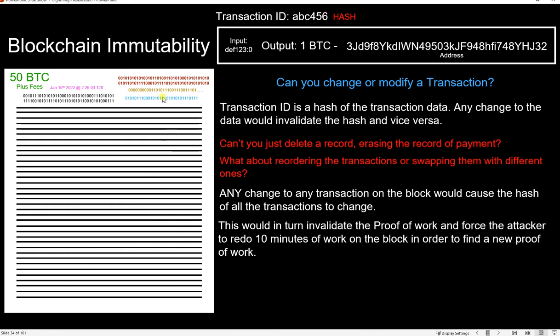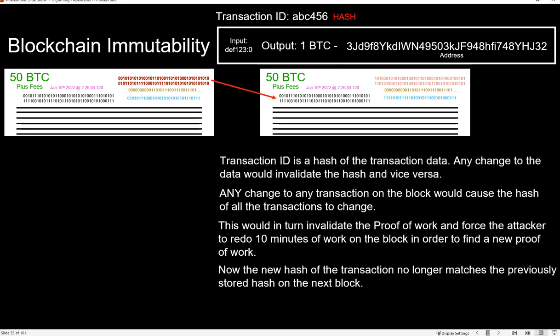Remember that 10 minutes of work was done on one specific hash. So if you change anything in the block, you get a new hash, and by all accounts, that proof of work no longer works. If you hash this hash with the proof of work, you will not get something that begins with 10 zeros. Now, granted, it's possible, but you have a trillionth of a percentage chance for that to happen.